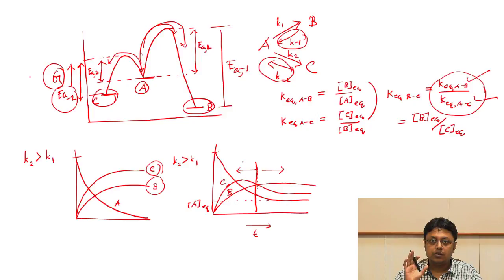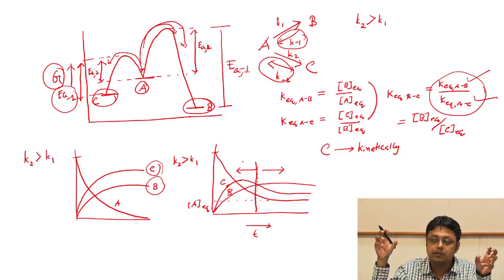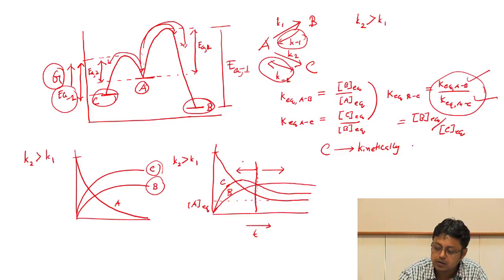So this is a very interesting concept, and in this case we call C the kinetically controlled product, because if you do it at low temperature or at a very short time, then you will see that C is forming more, because the kinetics of forming C is very fast, since K2 is much larger than K1. Initially it works as if it is irreversible because there is no B and C to begin with, so there is no question of reversibility at a very early time. So it is the kinetically controlled product. Sometimes we call it a KCP.